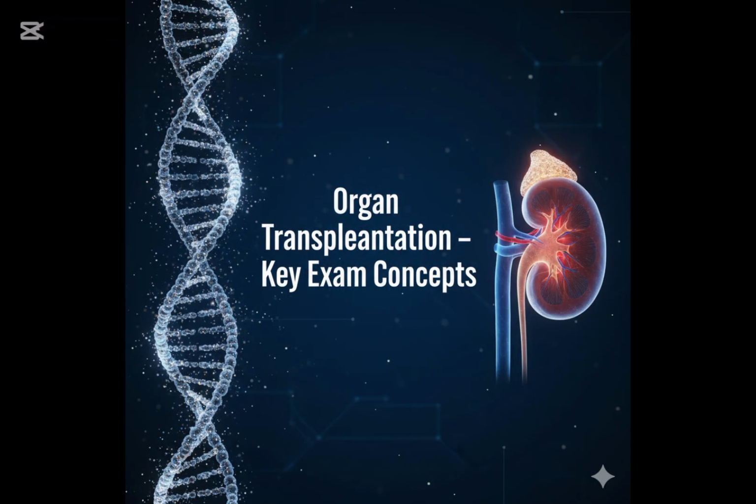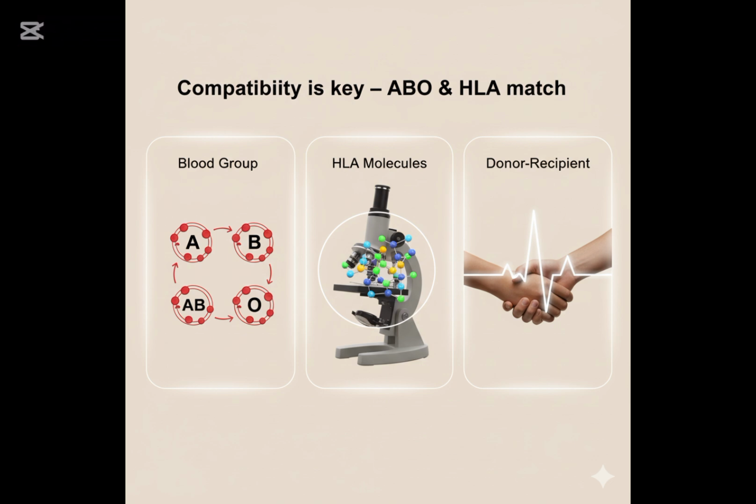Now, let's move to organ transplantation, especially renal transplant, which is another favorite topic in exams. Before performing a transplant, there are 3 essential factors to consider. Number 1, blood group compatibility. This is a non-negotiable. If the donor and recipient blood groups are incompatible, the kidney will fail immediately due to hyperacute reaction.